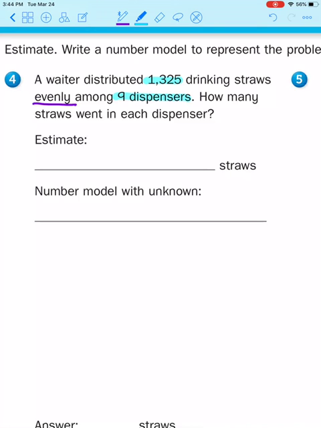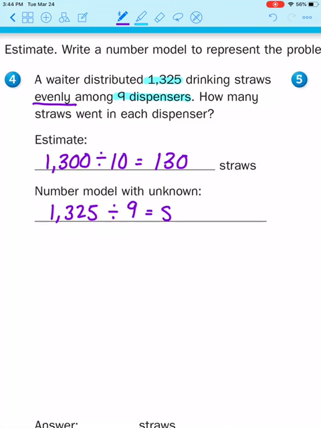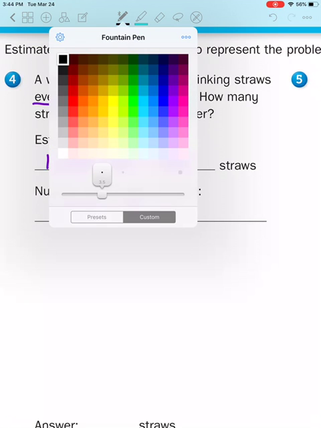So let's estimate. I can probably round 1,325 to 1,300, and I know 9 is close to 10. And 1,300 divided by 10 is 130. So I think we're going to have about 130 straws in each dispenser. My number model would be 1,325 divided by 9 equals S for how many straws. All right, we are going to solve this using partial quotients. So here we go.